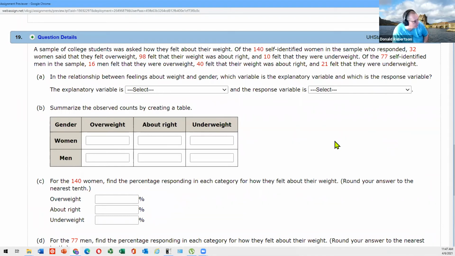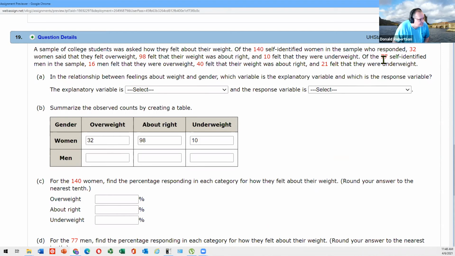A sample of college students was asked how they felt about their weight. Of the 140 self-identified women in the sample who responded, 32 felt they were overweight, 98 felt they were about right, and 10 of them felt that they were actually underweight.